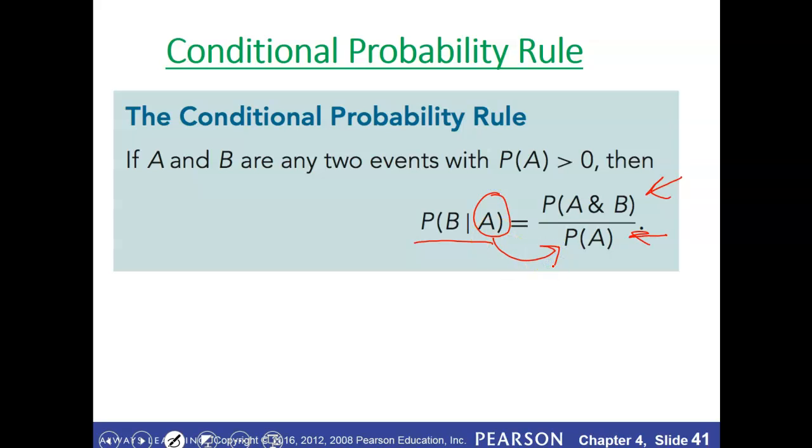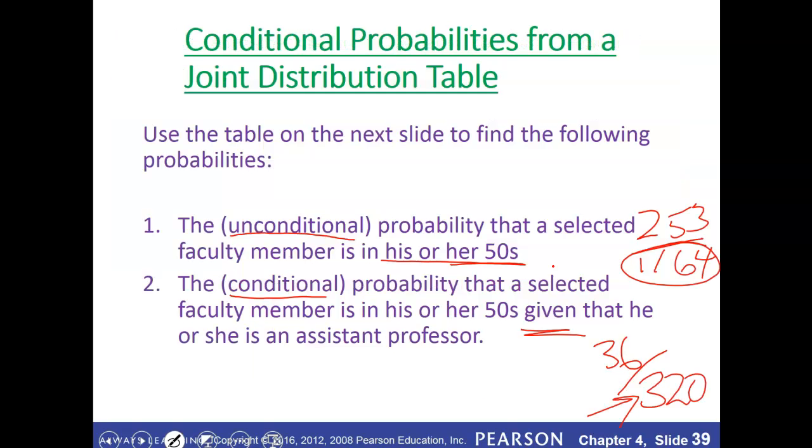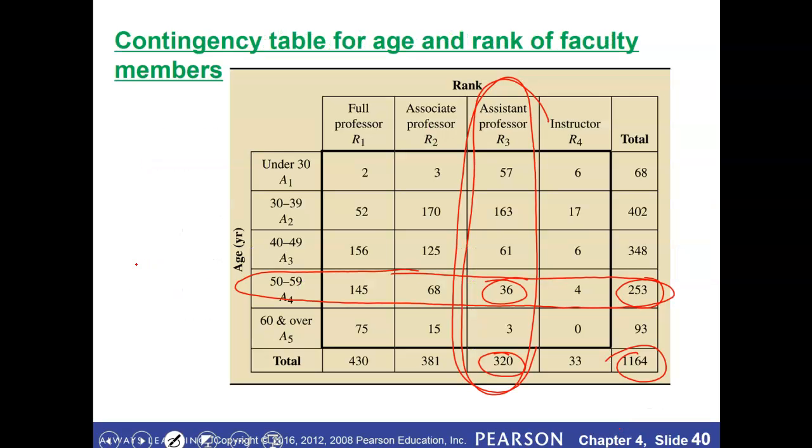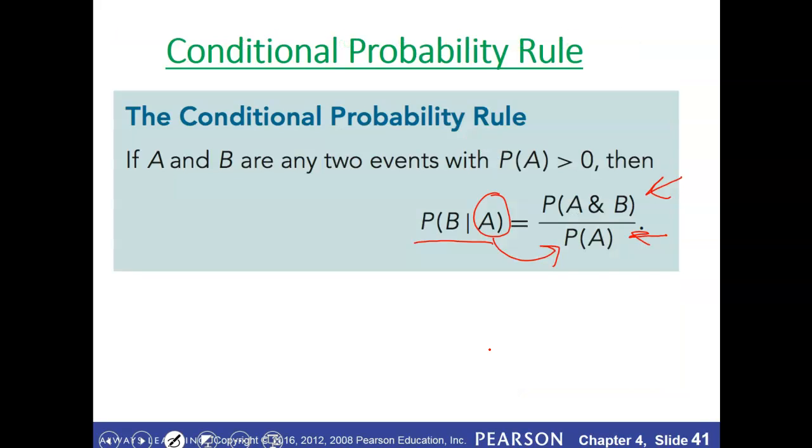Okay, so if I was going to go back and answer this conditional probability question, number 2, using that formula, this is the way I would use it. We want to find the probability that a selected faculty member is in his or her 50s, given that she is an assistant professor. Well, the given that she is an assistant professor, that's this part right here. That's the 320.